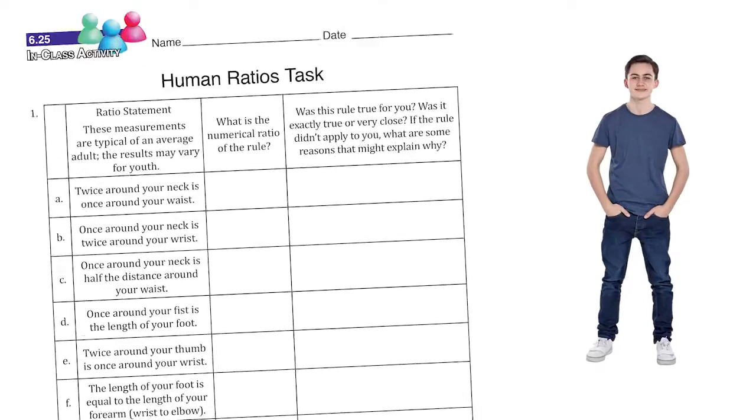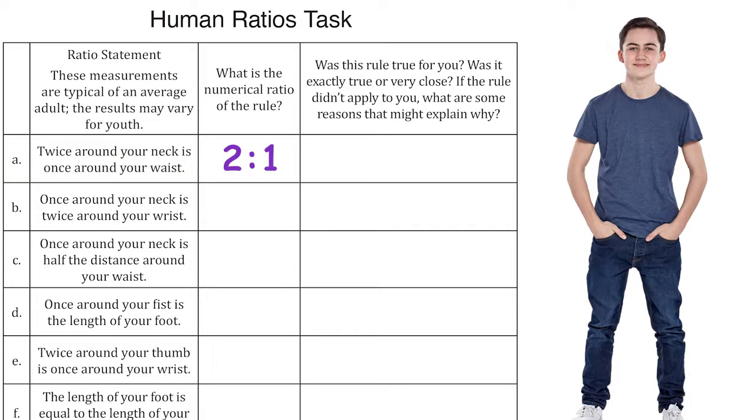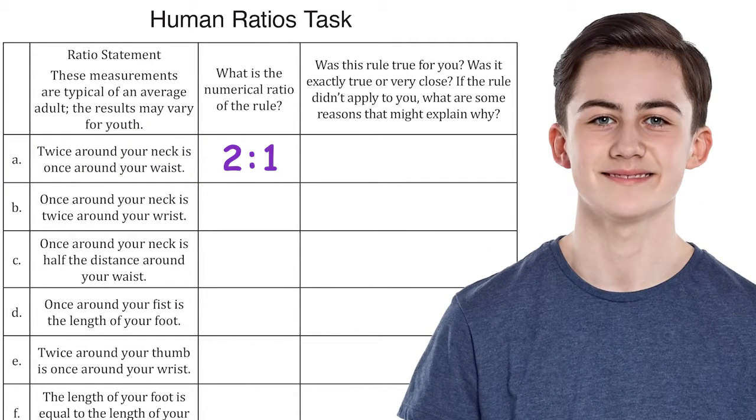The first average ratio rule states, twice around your neck is once around your waist. What is the numerical ratio of the rule? The numerical ratio would be 2, twice around the neck, to 1, once around the waist. In order to determine if the rule is true, the students will need to first measure their neck. What are some ways to get the measurement?